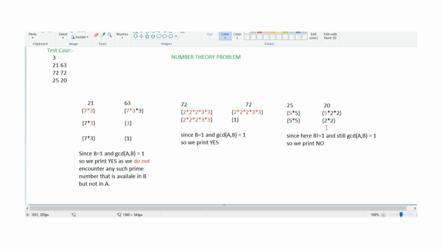Here there is no case where 2 into 2 will divide 5 into 5. So here is another catch: if b is not equal to 1 and still our GCD of a and b is 1, then we print no. So this is a very important example to implement this problem.